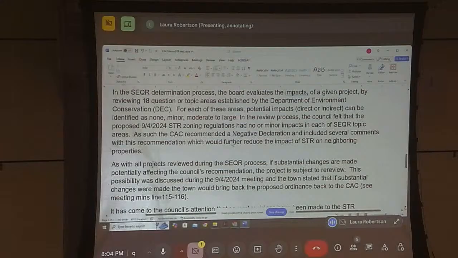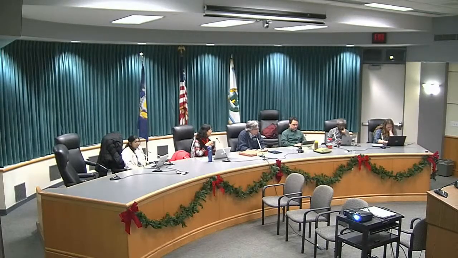When we talked about that, what I tried to do is capture what the committee's issues were and then how the September ordinance addressed those concerns. The next paragraph deals with the SEQR process.